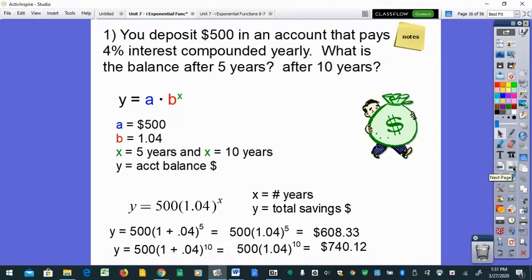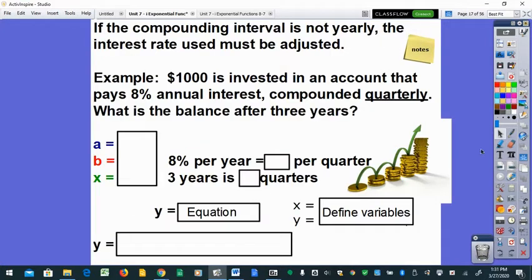Okay, but what happens in the real banking world is that your interest is usually not compounded yearly. By the way, yearly, they might say annually. That's the same thing. But in this next example, you're going to notice the word quarterly coming in. So this time we're going to put $1,000 in the bank. We're going to get a really nice interest rate, totally unheard of right now, with 8% annual interest, so every year. But notice that it's compounded quarterly.